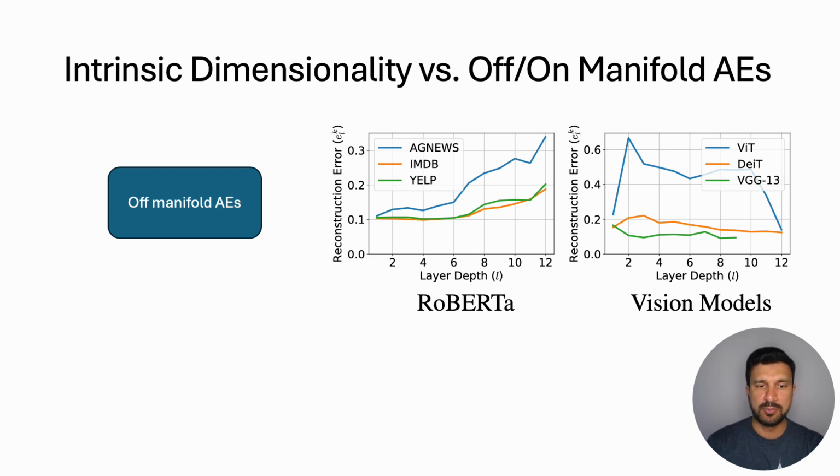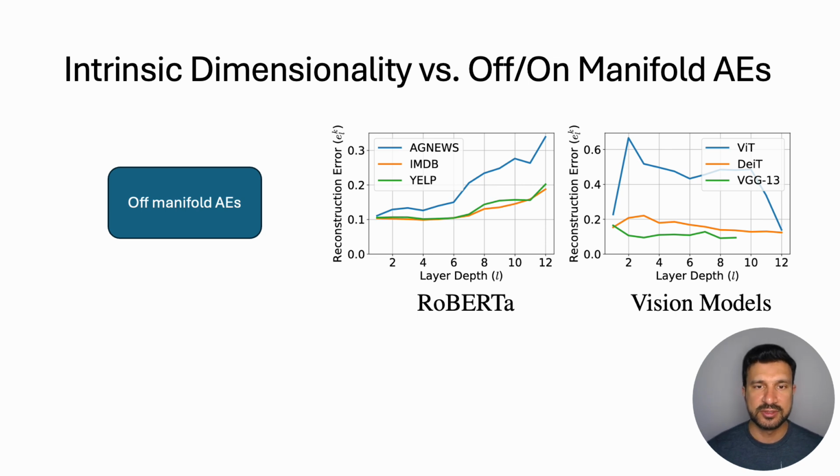Here we plot the off-manifold trend in both of these models, and we can see that off-manifold adversarial examples in encoder-based language models increase across layers, while the pattern is substantially different for vision models. In the next step, we thought, can we relate this somehow to the intrinsic dimensionality of a layer?